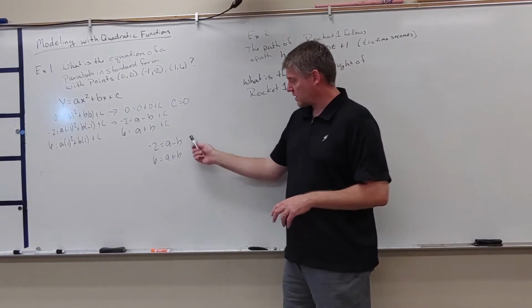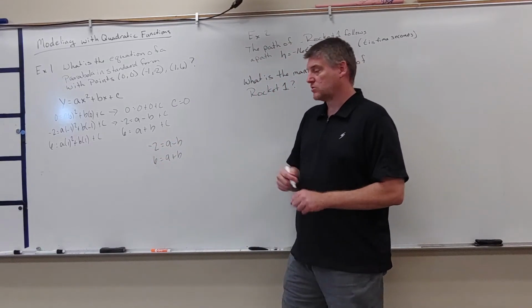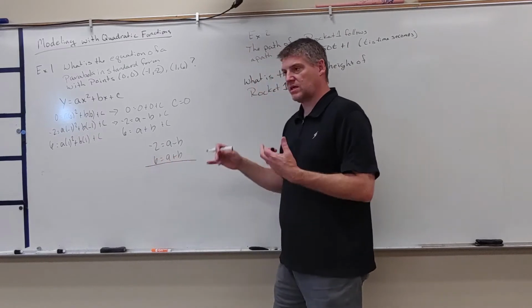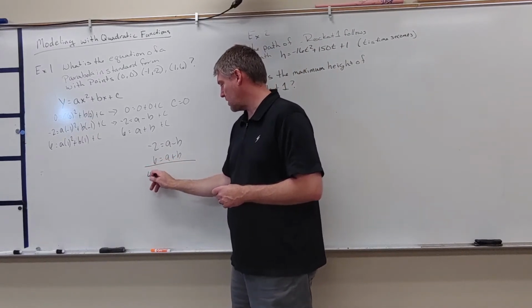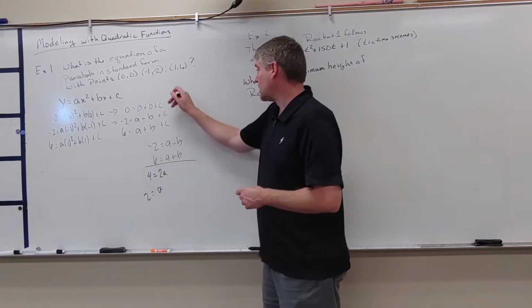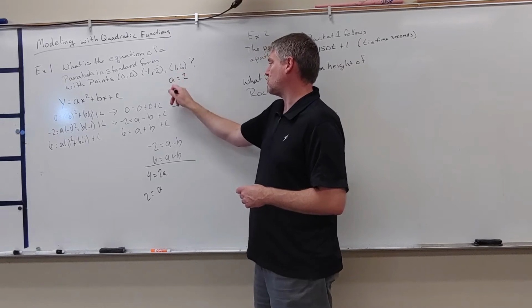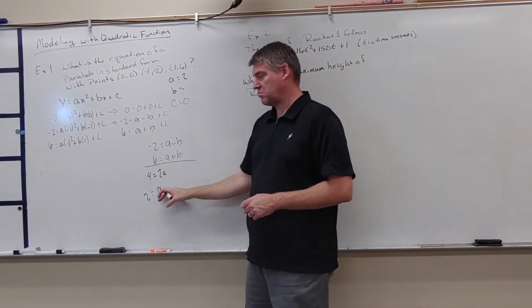Okay, well, I look at my 2 new equations. I notice that I have a -b and a positive b, so I can actually combine these straight up and down. This is going to give me 4 equals 2a, or a equals 2. So now I have a equals 2, c equals 0, and now I have to find b.